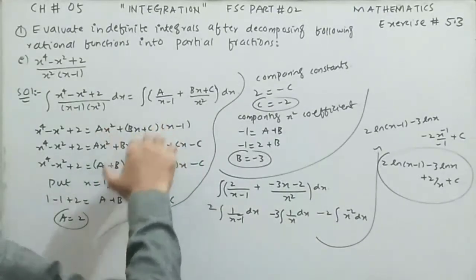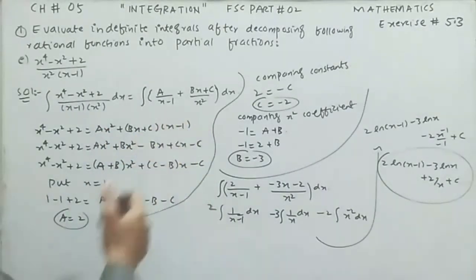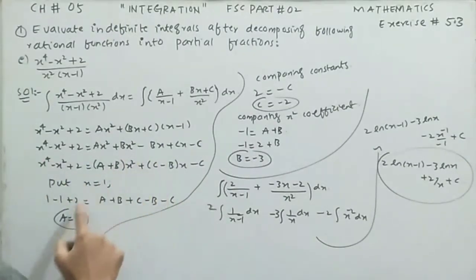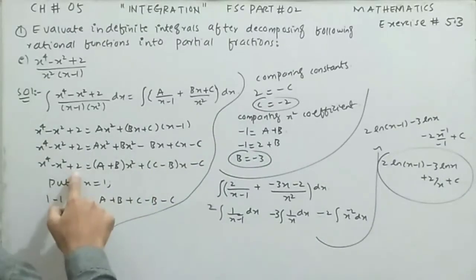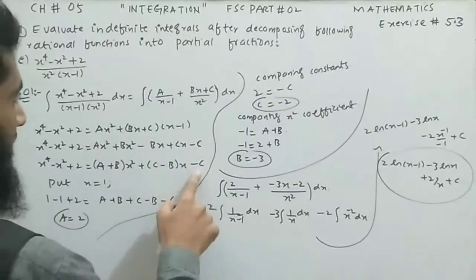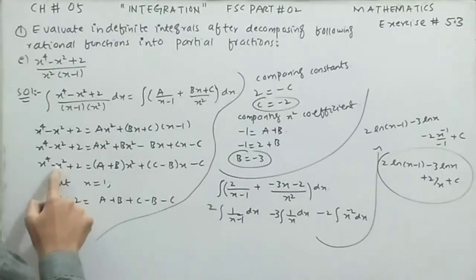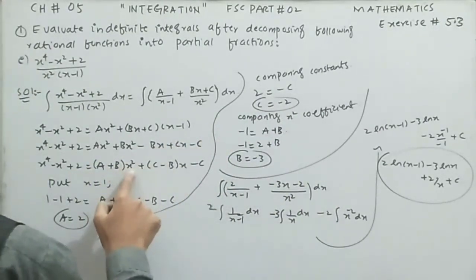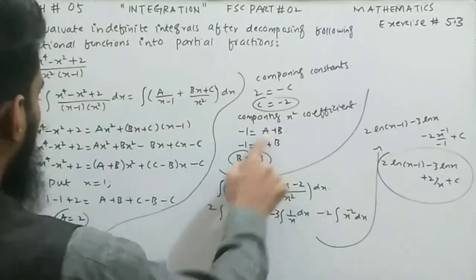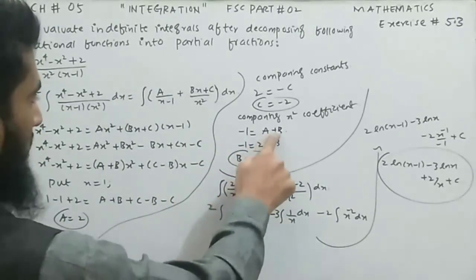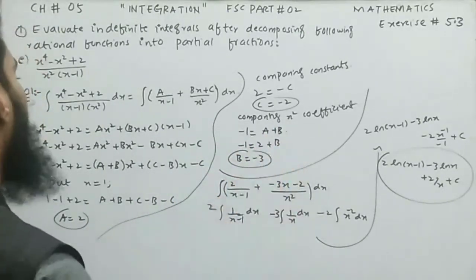Now from x minus 1 we put it equal to 0, so the value of x will be equal to 1. By putting x equal to 1 in this equation, it gives us A equal to 2. Comparing the constant, the constant on this side is 2 and the constant on this side is negative C, so the value of C will be negative 2. Comparing the x square coefficient, on this side it is negative 1, on this side the coefficient of x square is A plus B. So by putting the value of A it becomes B plus 2, so the value of B will be equal to negative 3.